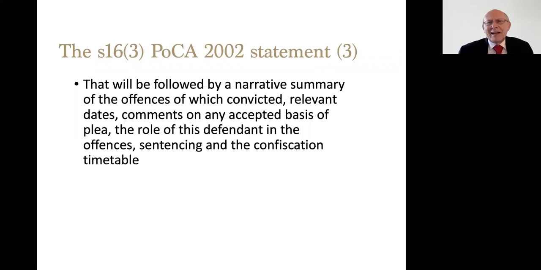And then that's going to be followed by a narrative summary of the offences of which the defendant has been convicted. Relevant dates, and here I'm talking about the date of charge, which again, sometimes is not shown and needs to be. The date of charge, the date of conviction, and comments on any accepted basis of plea. Because if the Crown has accepted a basis of plea and has not restricted that acceptance, then that basis will also apply for confiscation. Now, in practice, what usually happens is that the Crown will say, we accept the basis of plea, but not for the purposes of confiscation, to give themselves a free hand later on.